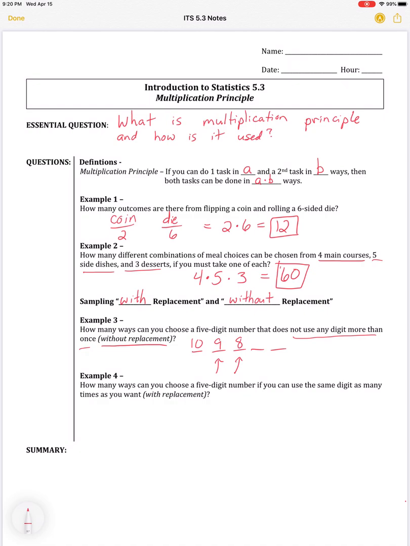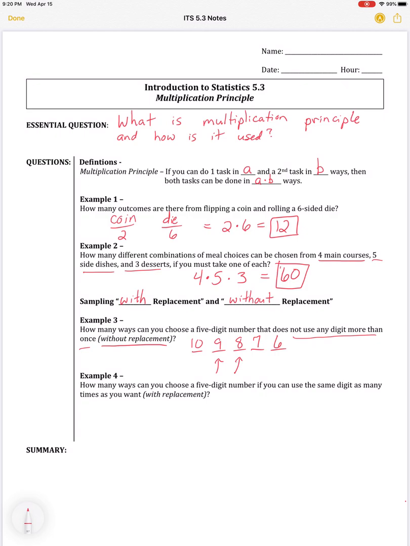Okay, and once you use a number in the third spot, you got to pick one for the fourth spot. How many are left? 7. And then how many are left in the last spot? 6. Okay, so there's 10 numbers to choose from right away. Then there's only 9. Then there's 8. Then there's 7 to pick from, and then there's 6.